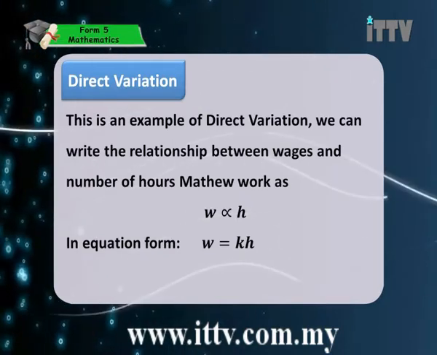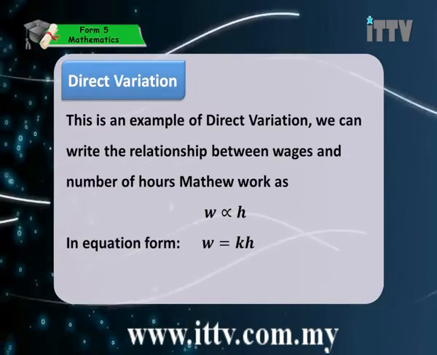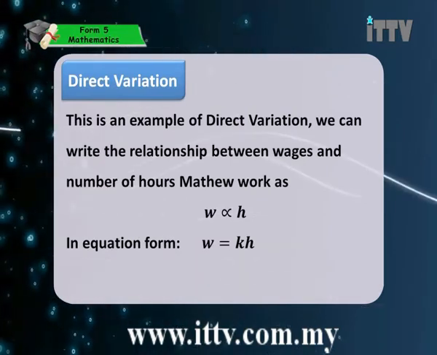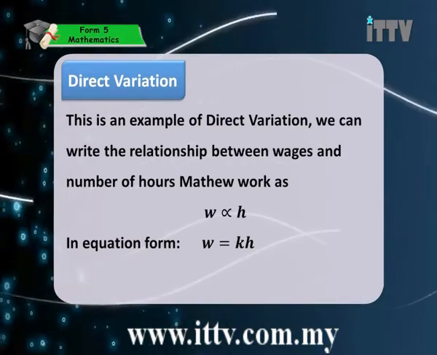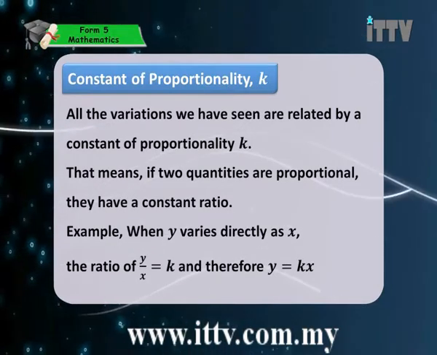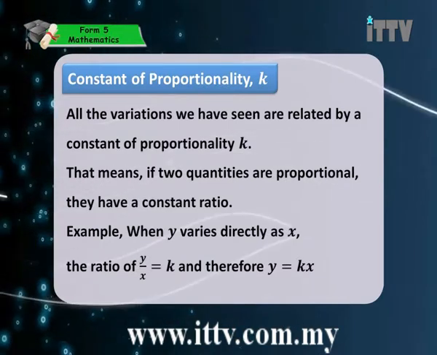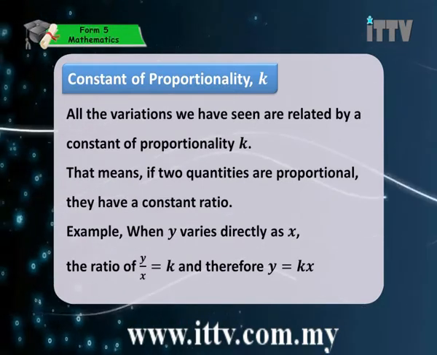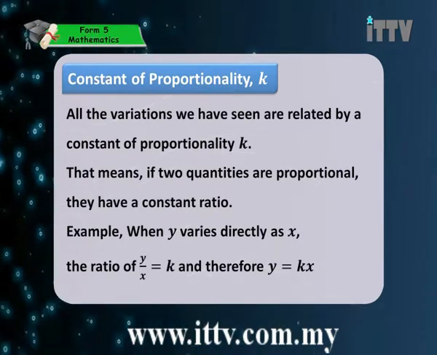We can write the relationship between wages and number of hours Matthew works as W, variation symbol, H. In equation form, W equals KH. Now, the constant of proportionality, or K. All the variations we have seen are related by a constant of proportionality, or K. That means if two quantities are proportional, they have a constant ratio.